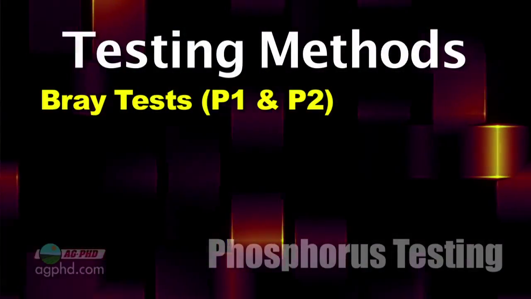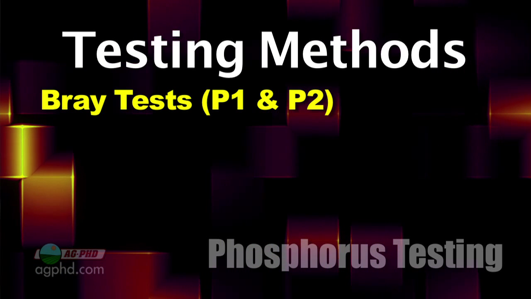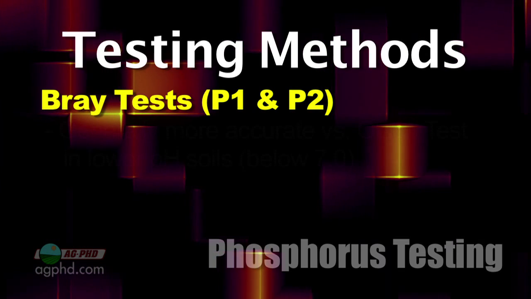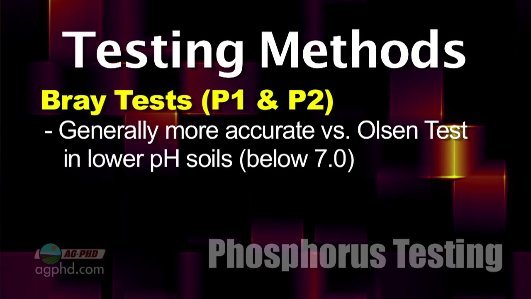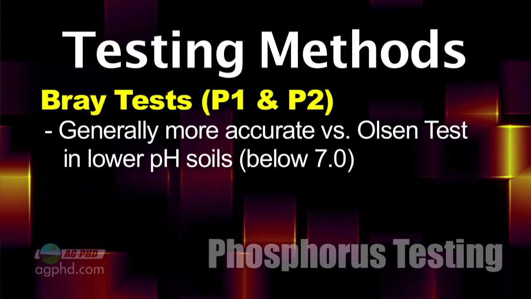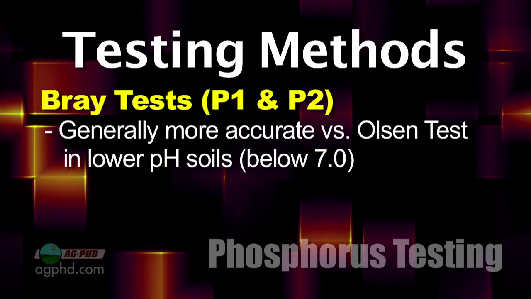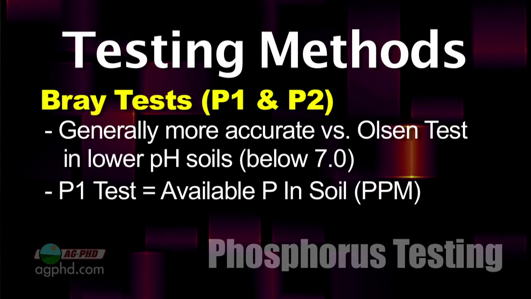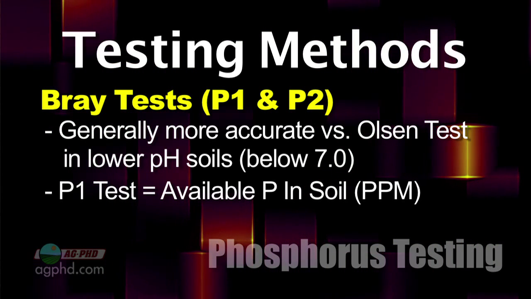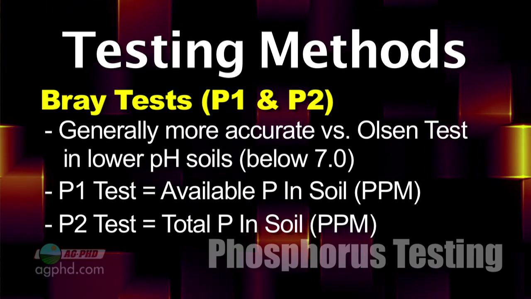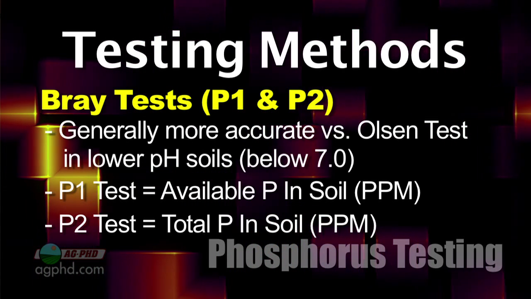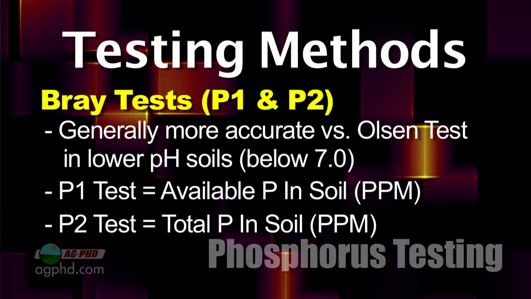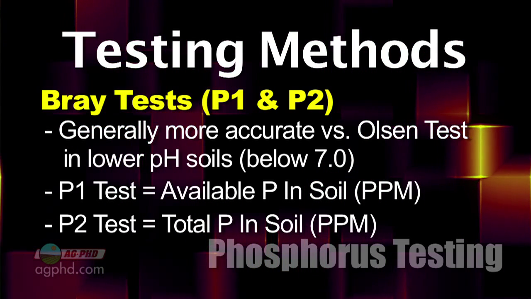With the Bray test, it's a little bit more complicated because there are two parts to most Bray tests where you're going to see a P1 and a P2. We think that Bray test is a little more accurate than the Olson in lower pH soils. Anything below a 7.0 pH, we like the Bray test. The P1 will tell us the amount of available phosphorus, and that's going to be read in parts per million. Now the P2 Bray test is going to tell us the total amount of phosphorus out in the soil. That counts the available, plus it counts what's in reserve that our crop can't access this year.